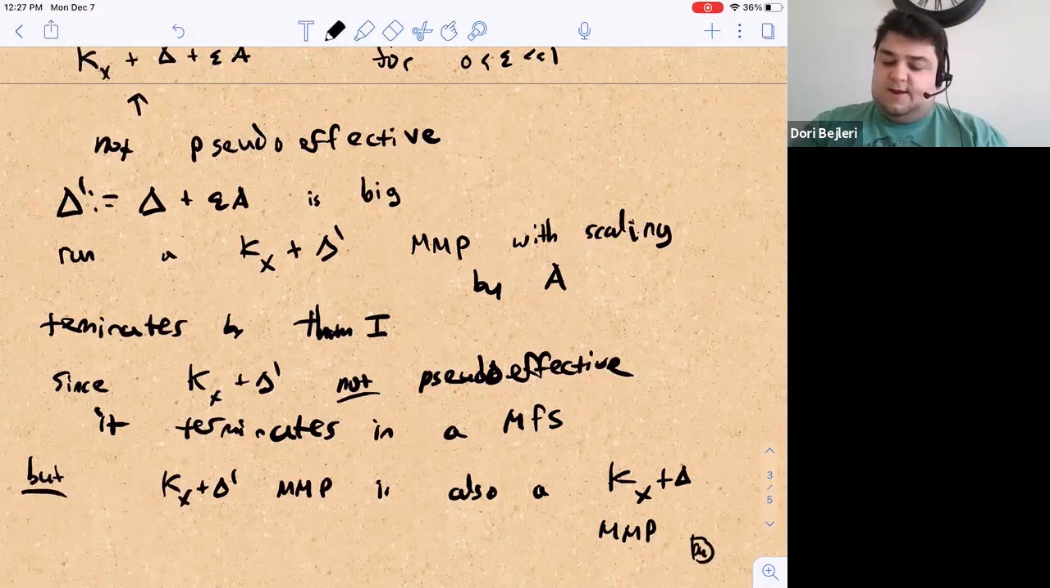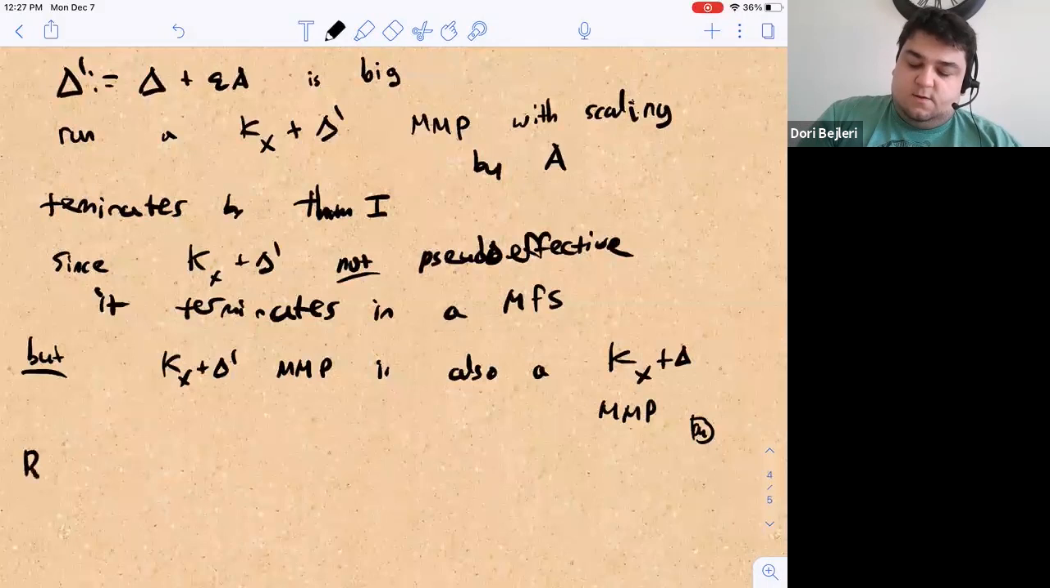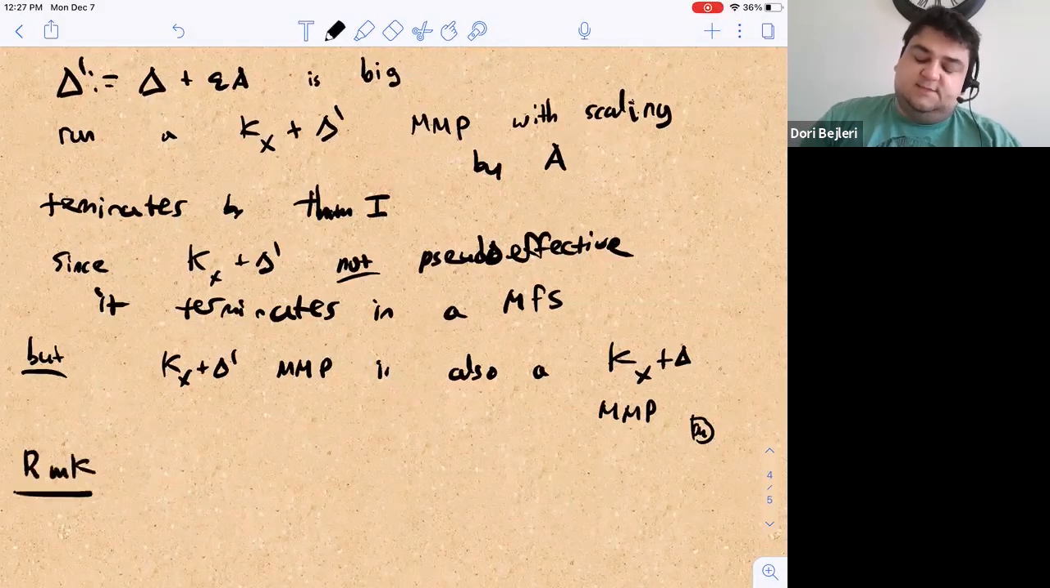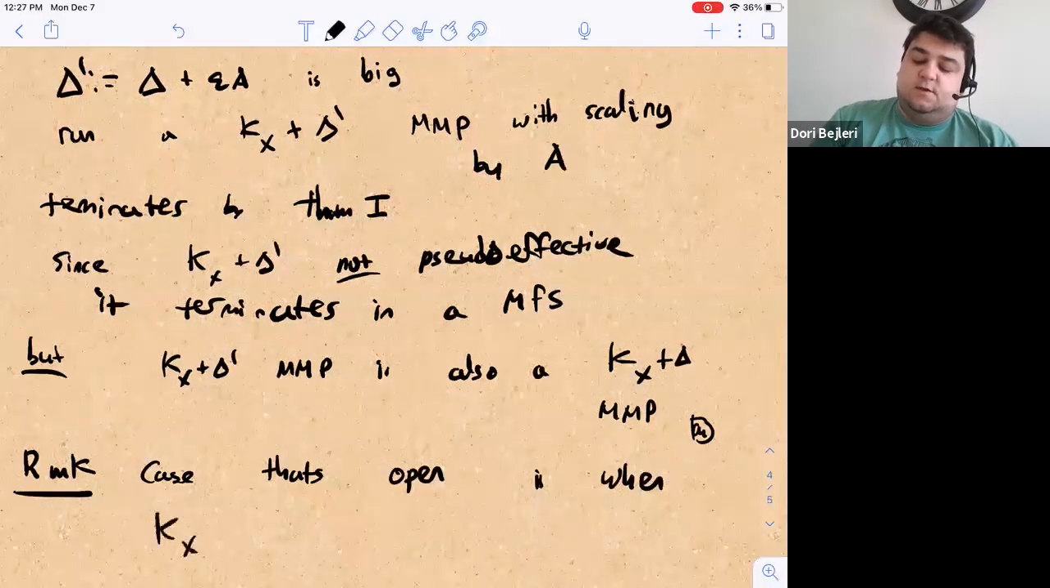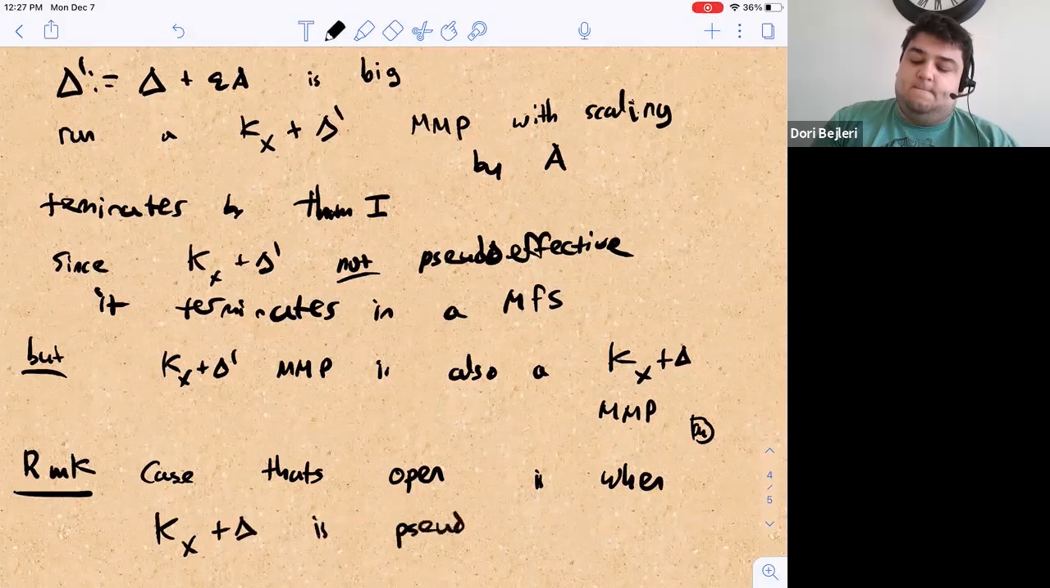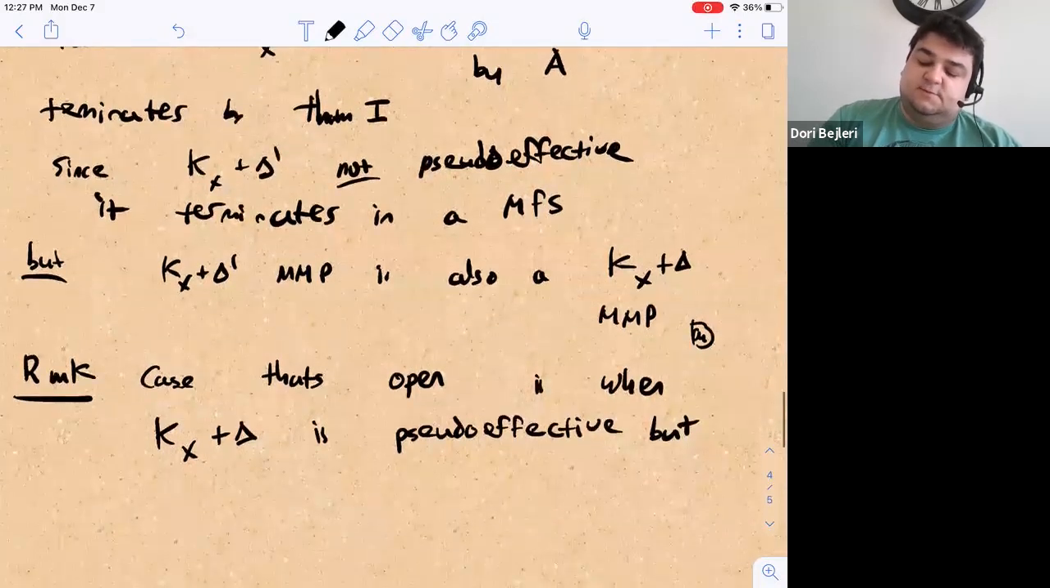Okay, and I should remark here then that, so what's the case that's still open? It's when kx plus delta is pseudo-effective, but neither delta nor kx plus delta are big.